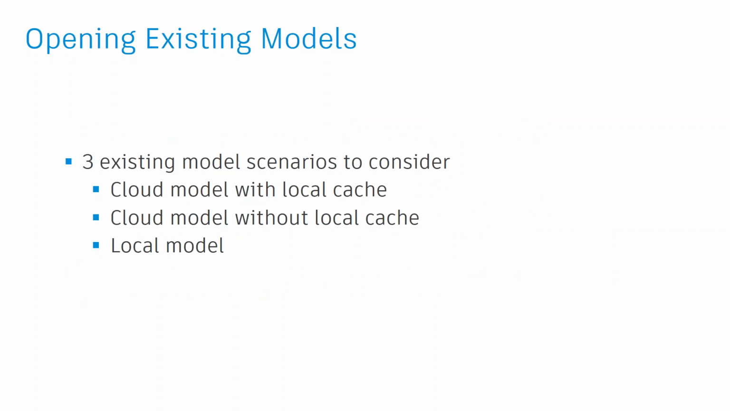So we're going to look at three different scenarios, three possible model conditions that you could run into when you're opening existing models, ones that you created with an older release. The first is a cloud model that has a cache. It's been cached or copied locally, which means you've opened it on the machine that you're sitting in front of. The next is a cloud model without a local cache. So maybe it's one that somebody created in the cloud and then invited you to share in, but you've never opened it, or maybe you deleted the cache at some point. And then finally is a local model which has never been published to the cloud. It's just strictly local.